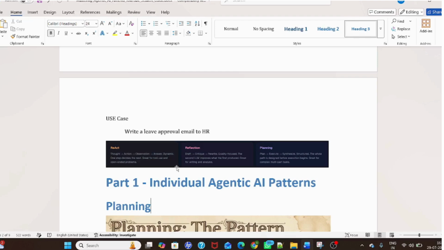Or in today's AI world, you can write a draft email and give it to Copilot or ChatGPT. It will work as a critic, or sometimes it will actually do the work for you and rewrite it. So that is reflection: learning through multiple steps. ReAct means you have a thought, then you do an action, and then observe and answer. Dynamic.